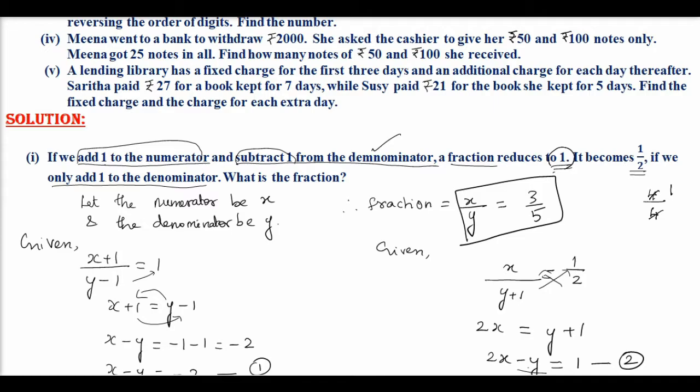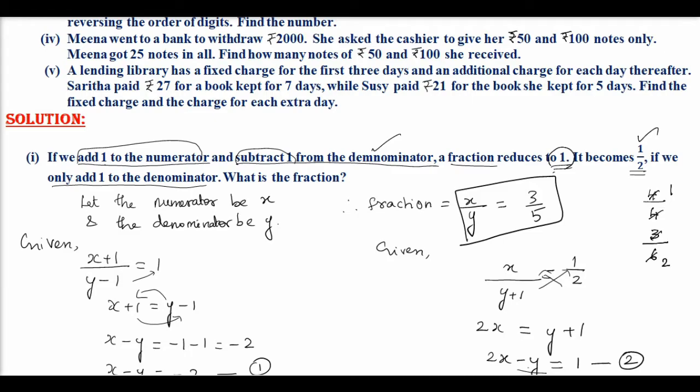The next, it becomes 1 by 2, only add 1 to denominator. So we don't disturb the numerator, we add 1 to denominator alone. So when you do that, you get the fraction to be 1 by 2. So the second condition is also right. So the answer we have obtained is right.